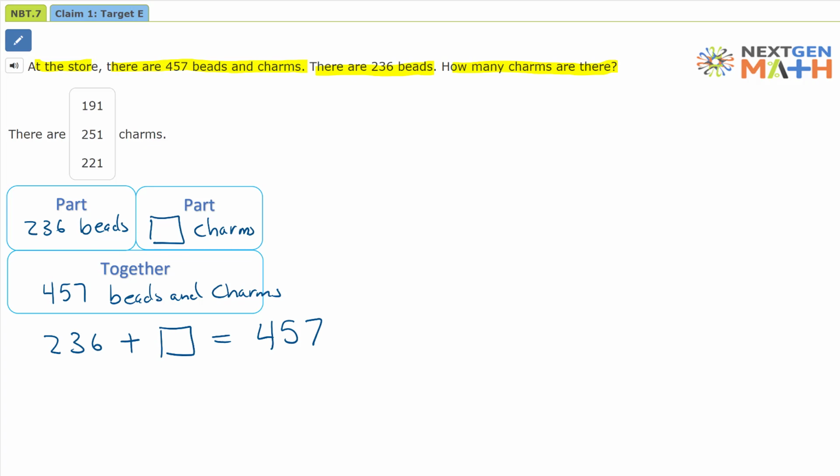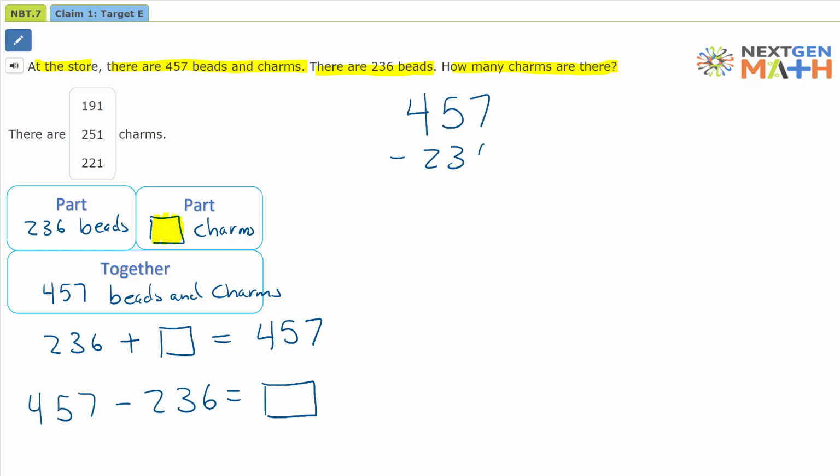Well, because we know addition and subtraction are related, we could rewrite this as 457 minus 236 is equal to our unknown number, which is the number of charms we have. So let's go ahead and do that calculation. So we have 457 minus 236.